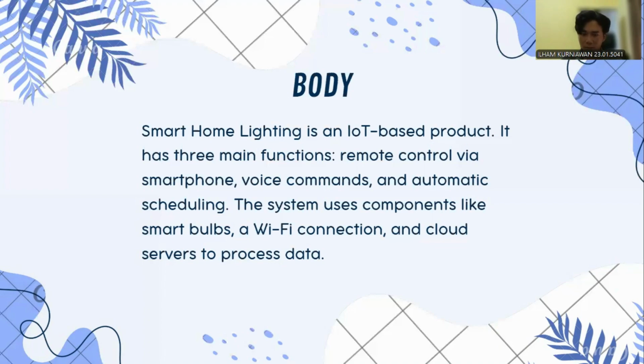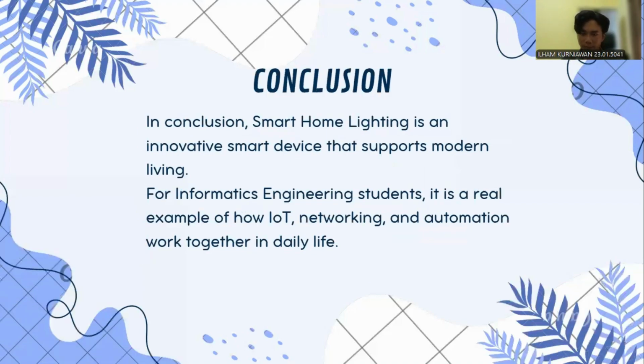Now I will continue with the conclusion. In conclusion, smart home lighting is an innovative smart device that supports modern living. For informatics engineering students, it is a real example of how IoT, networking, and automation work together in daily life.